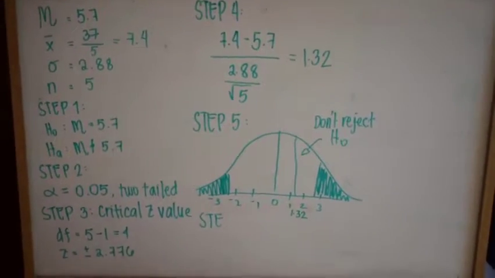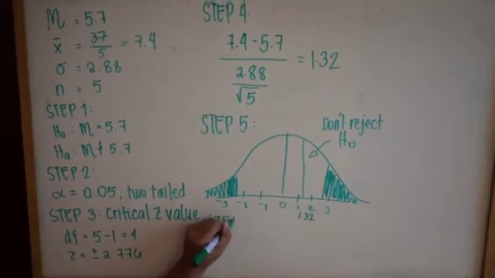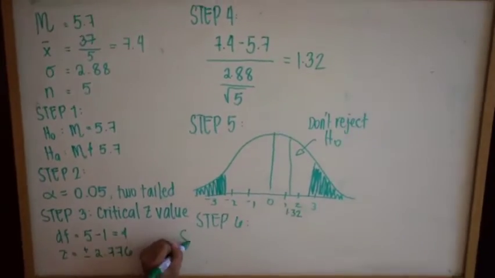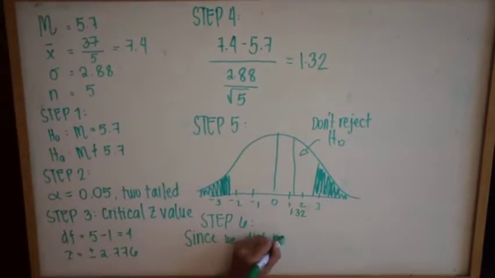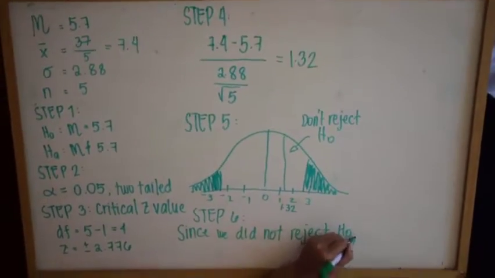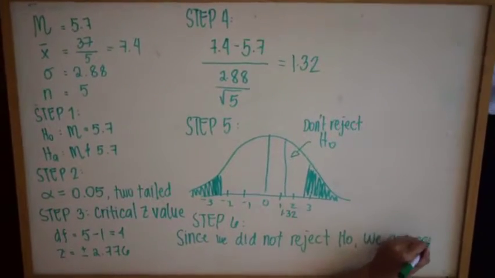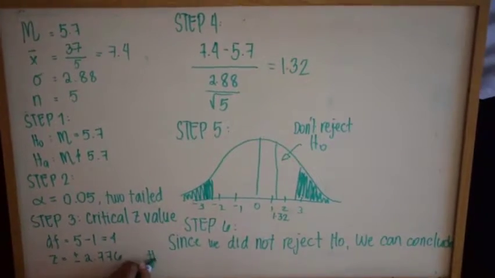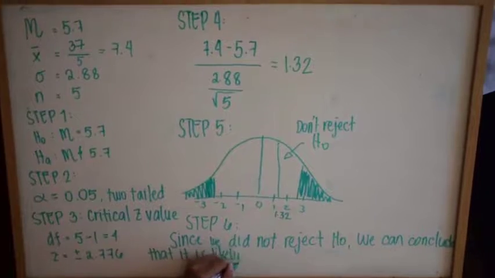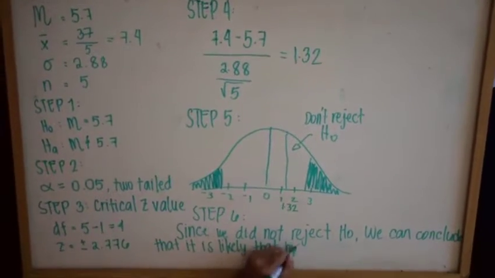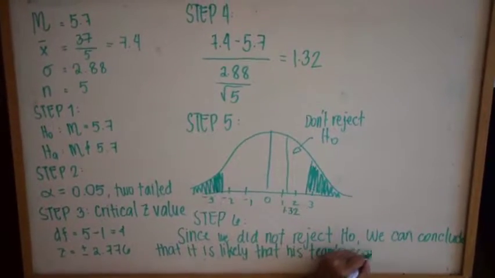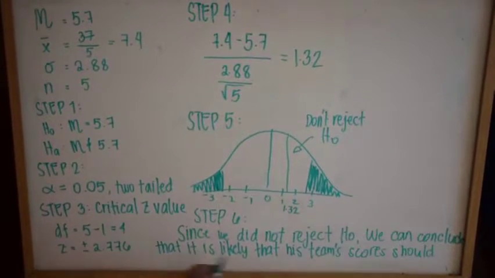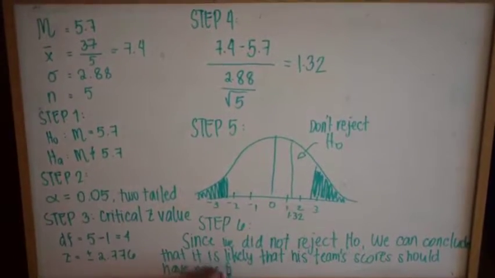Last, step 6. For our conclusion, since we did not reject H0, we can conclude that his team's score should have come from the national distribution.